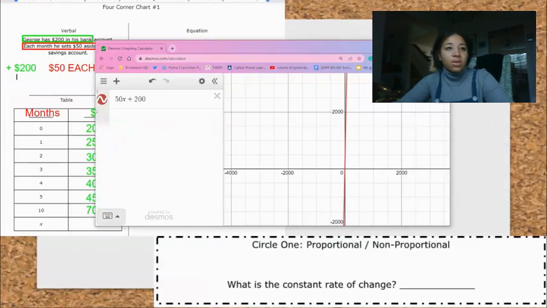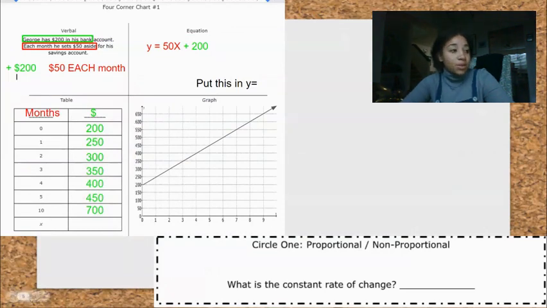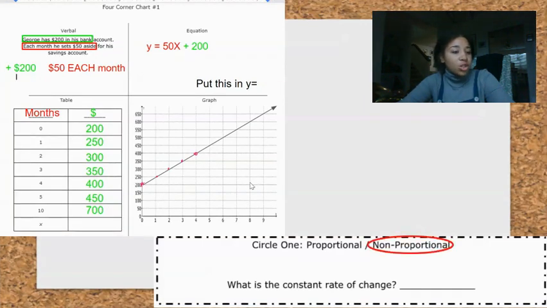It's difficult to see the graph, so don't worry about the Desmos. What you're going to do is plot the points on the graph. You see this 0, 200, that would be here. And then we see 2 and 300, that's here, 1, 250. And then you can place the dots where you think they belong and then draw your line. And that's the way you can do it. All right. So this is going to represent a non-proportional relationship because it's not going through the origin. Okay. What is the constant rate of change? The constant rate of change is going to be that $50 he sets aside each month in his savings account. So our rate of change would be 50.